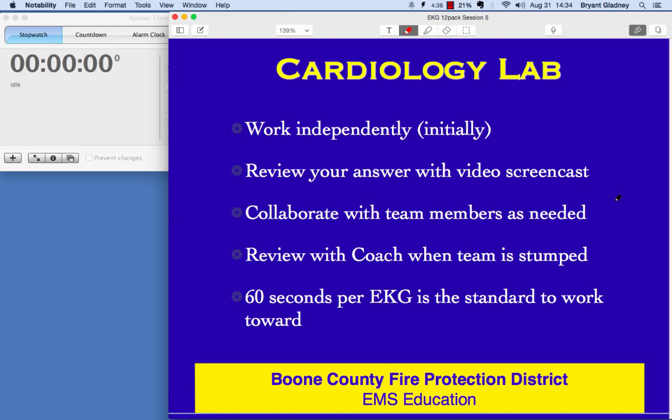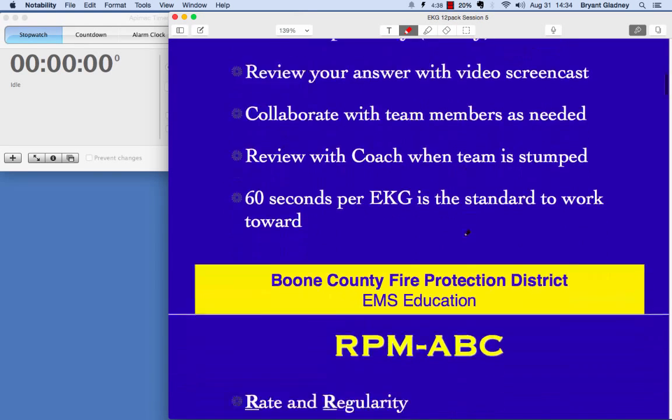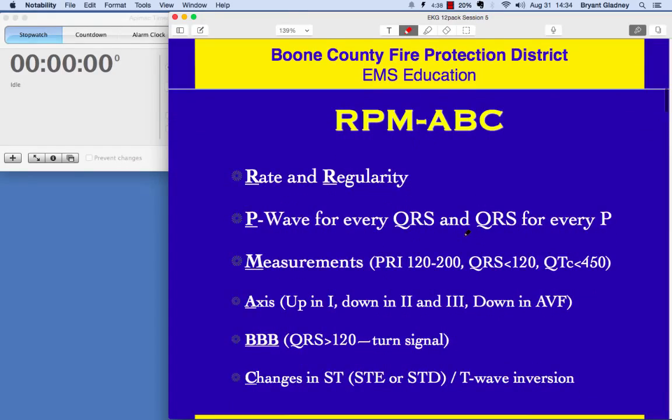The standard we're looking for is about 60 seconds per EKG. You may want to work up to that, but really for this one we're only doing RPM and a little bit of AB. So the 60-second mark should really not be a big deal.